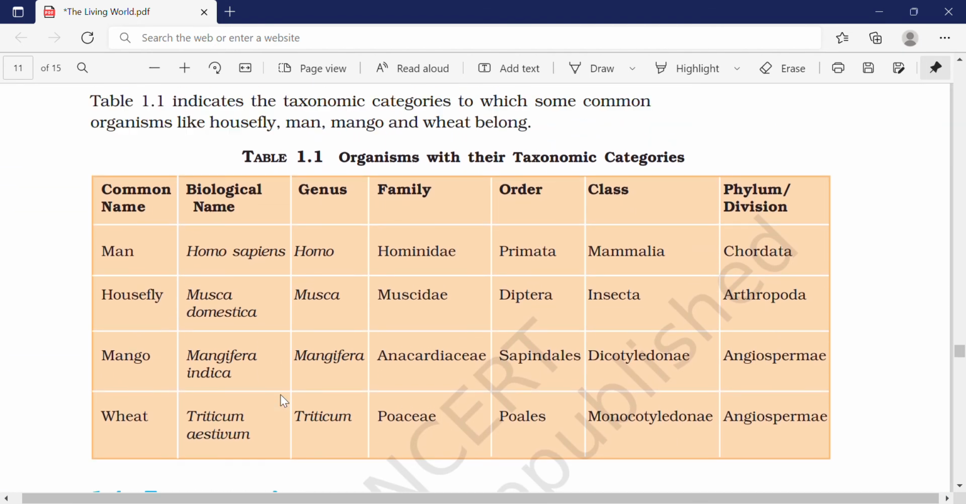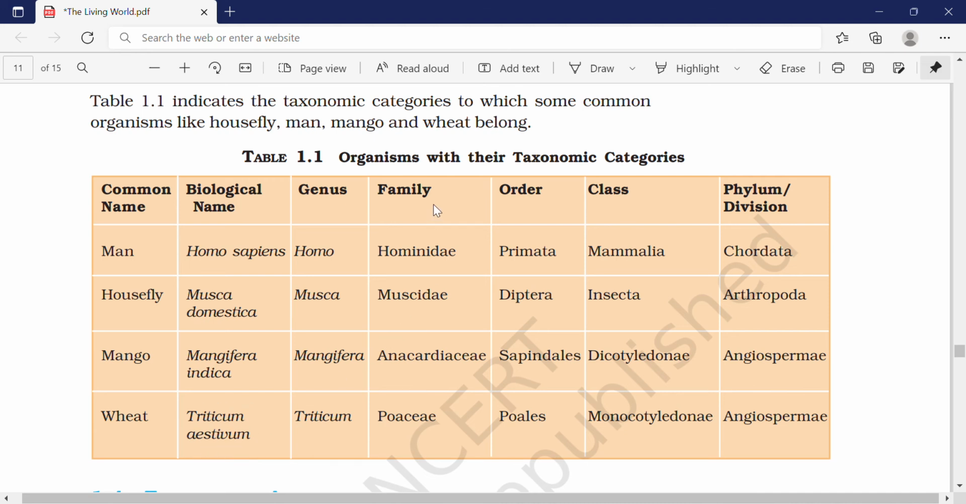Next, this table is very important. You should learn this by heart. What is the biological name of man? It is Homo sapiens. Homo is the genus, sapiens is the species. Housefly, biological name is Musca domestica. Musca is the genus name and domestica is the species name. Mango, Mangifera indica: Mangifera is the genus name, indica the species name. Wheat, Triticum aestivum. Triticum is the genus name and aestivum is the species name.